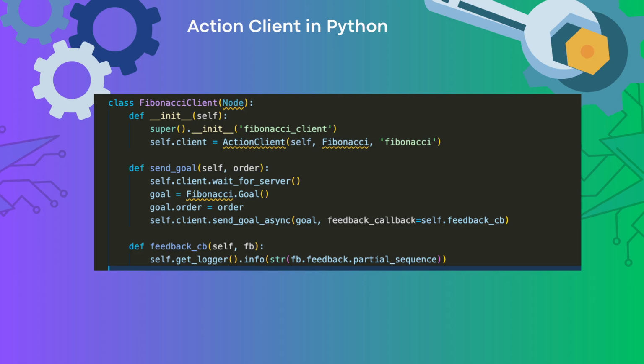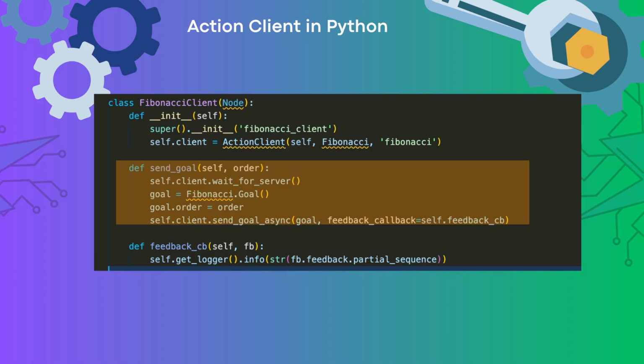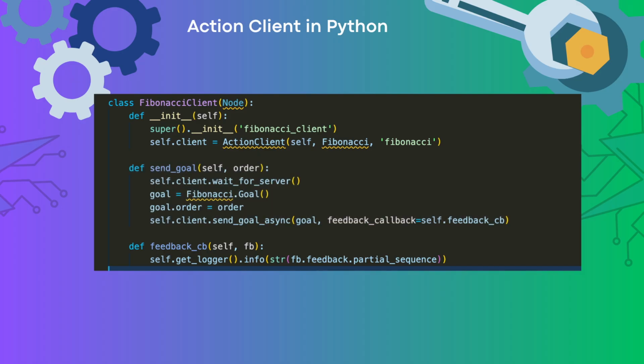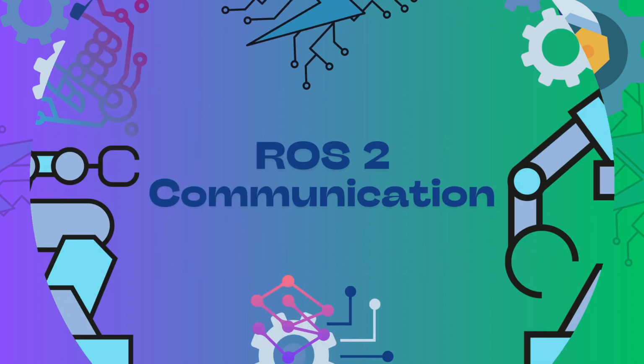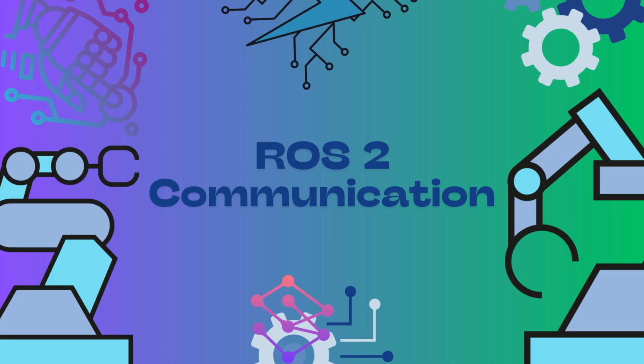Now let's look at the action client, which sends a goal and receives the feedback. This connects to the Fibonacci action server. When we want to send a goal, the client waits for the server, creates a goal, and sends it asynchronously, attaching a feedback callback. Every time the server sends progress, the function runs. We print the sequence as it grows. You can see the sequence being built in real time. And that's it for our ROS2 communication overview. Now you understand how nodes talk, how data flows, and how topics, services, and actions power real robotics.